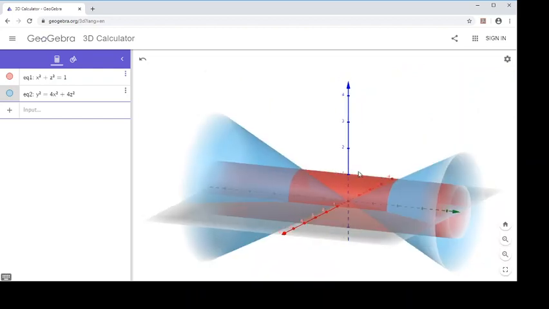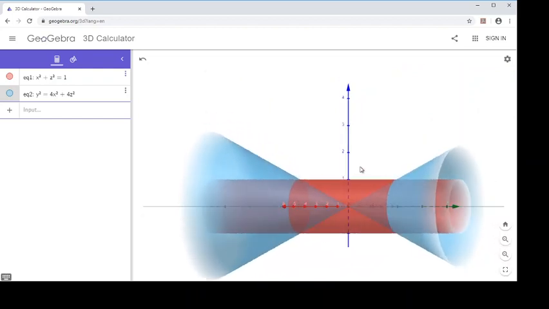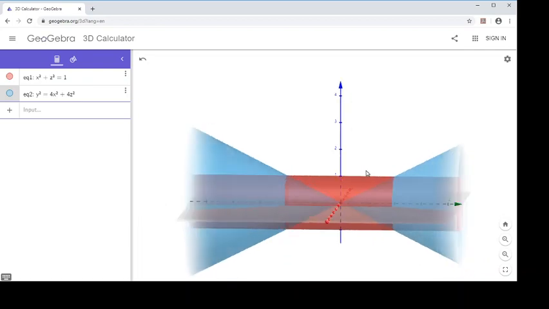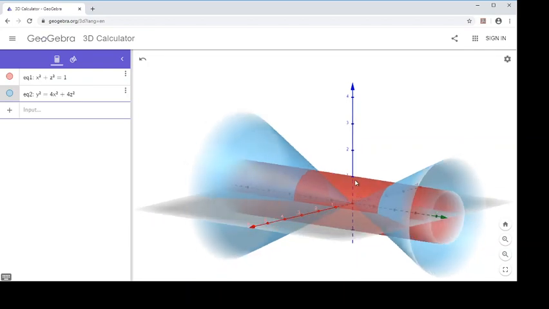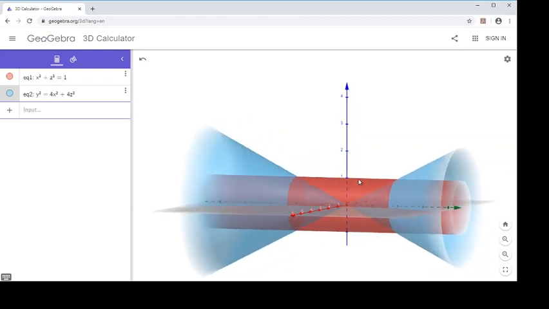So let's look at this region E. What are we talking about with this region E? It's supposed to be inside this cylinder, so it's supposed to be inside this red guy here. And it says it's bounded on the right by the cone. So it's everything inside this red cylinder up to this cone.